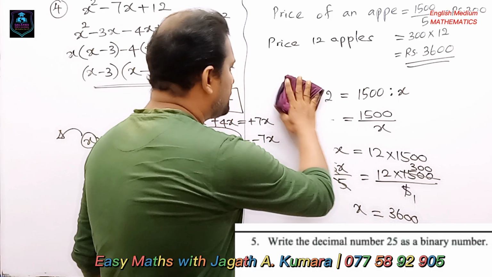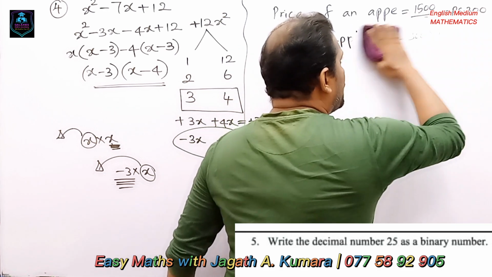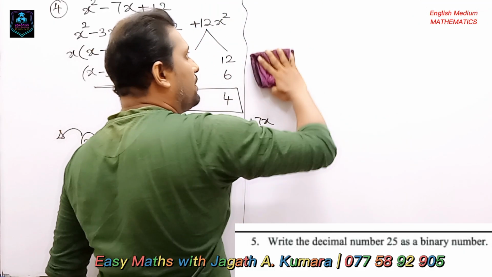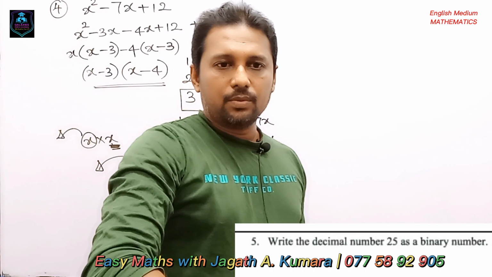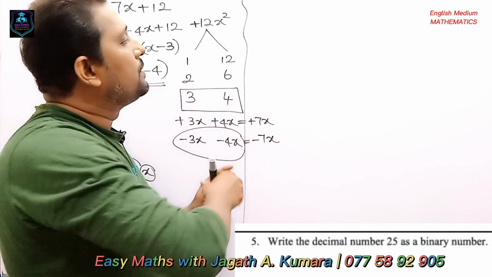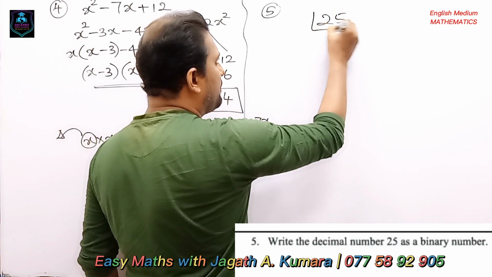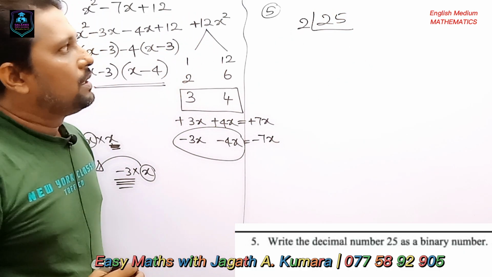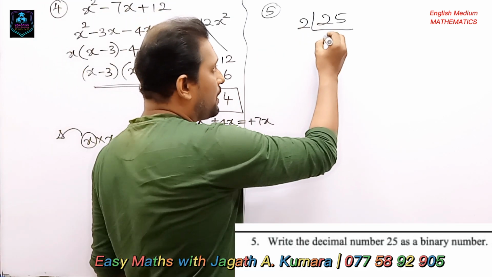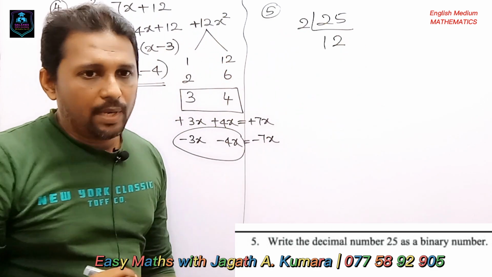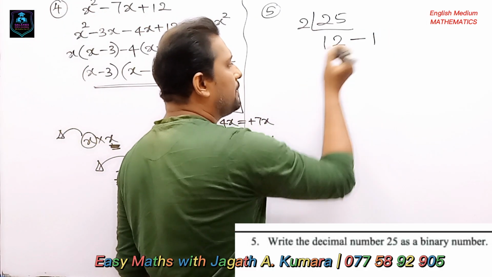So what you have to do? The decimal number given is 25. So 25, when you convert into binary numbers, this number you have to divide by 2, right? 25 divide 2 is 12. 12 times 2, 24. Then also remaining 1. The remaining values also you have to write here.